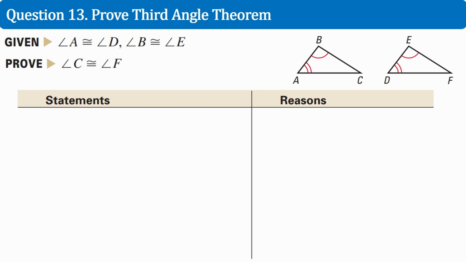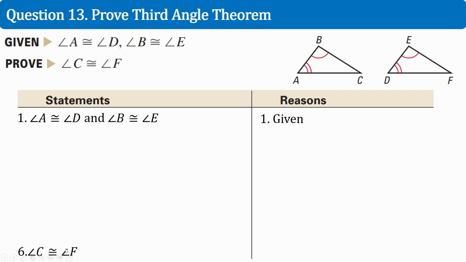So let's start this with always our given statements. Our given statements are that angle A is congruent to angle D and angle B is congruent to angle E. That is going to be given. Then we know the last step has to be always our proof statement. So angle C is congruent to angle F. Now you have to develop certain things for the statement here to get to angle C is congruent to angle F.